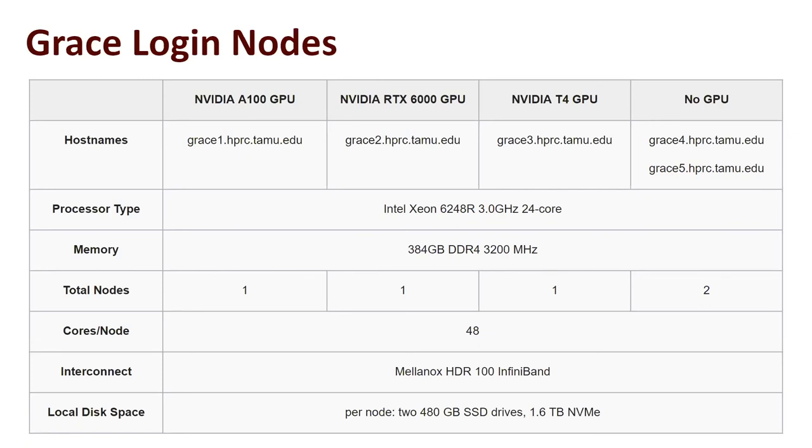I'll show you how to do that in a second. As I mentioned, each node has 384 gigabytes of memory. It's not a share. Each one will have this much memory. That's a lot of memory.